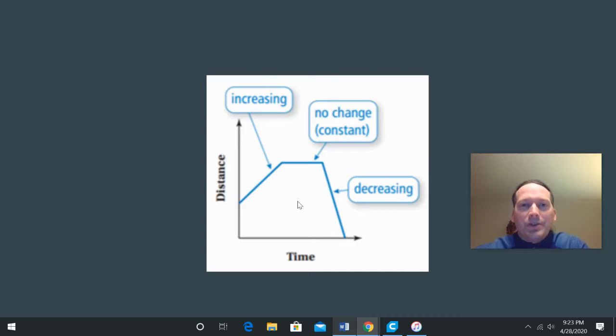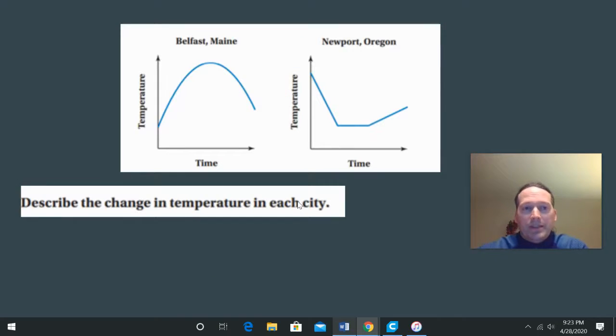So now we're going to look at certain situations and try to analyze what it means. Here we have two graphs. Describe the change in temperature in each city. We're going to look at Belfast, Maine. Going up means the temperature goes up, and down means the temperature goes down, as time goes on. So this says as time is increasing, the temperature is going up.